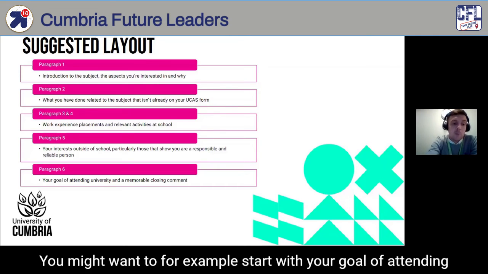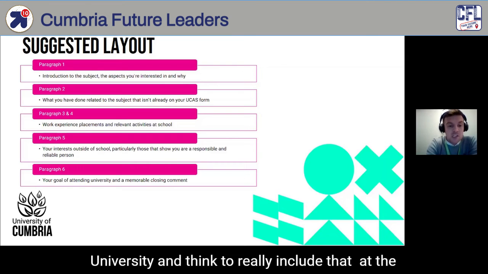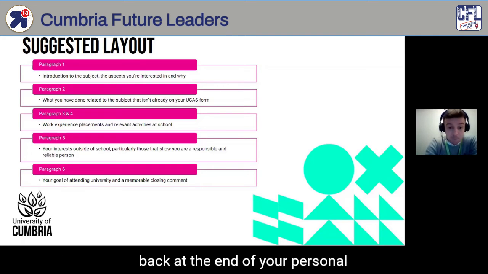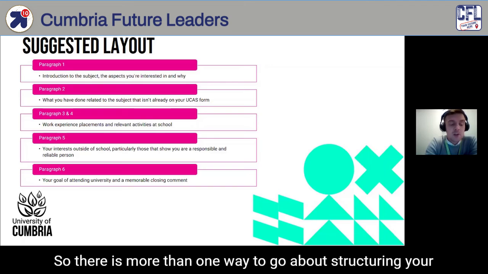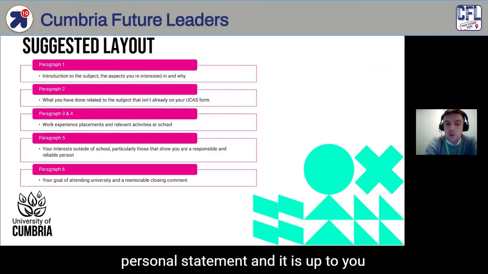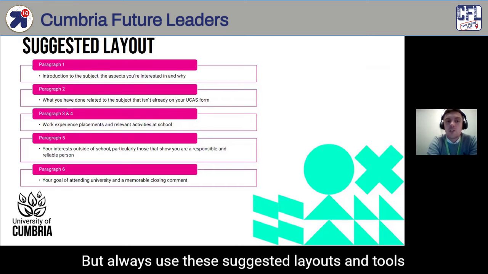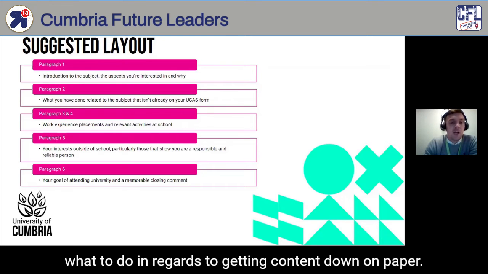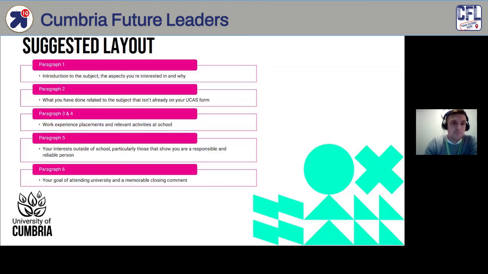You might want to, for example, start with your goal of attending university and really include that at the start and use that as a strong opening statement, and relate back to that at the end of your personal statement as a memorable closing comment. So there is more than one way to go about structuring your personal statement, and it is personal to you how you do that. But always use these suggested layouts and tools if you're really struggling with how to make a start and what to do in regards to getting content down on paper.